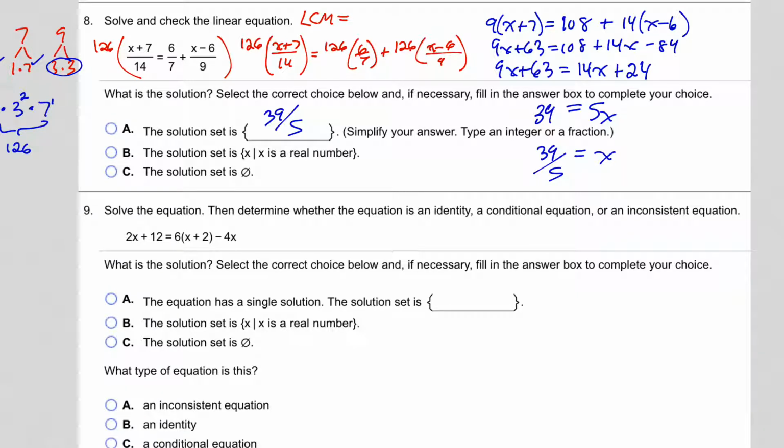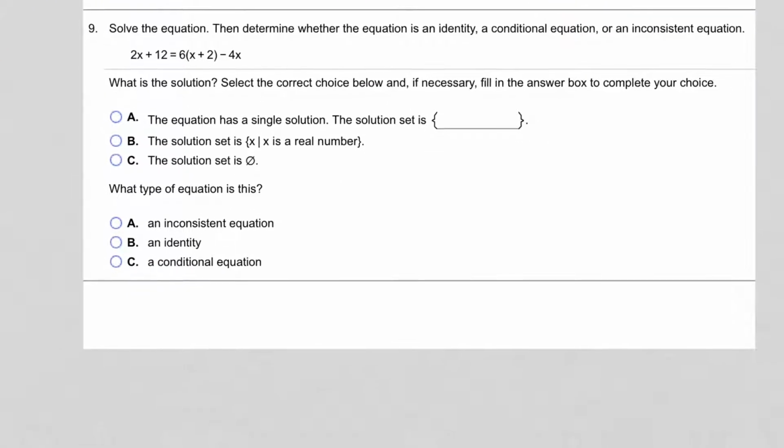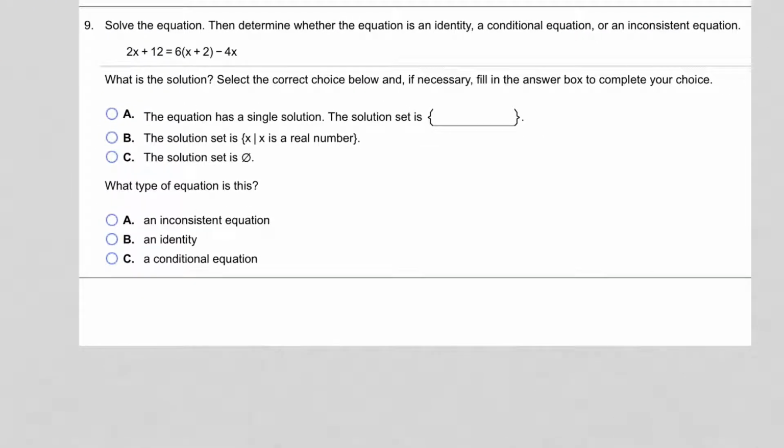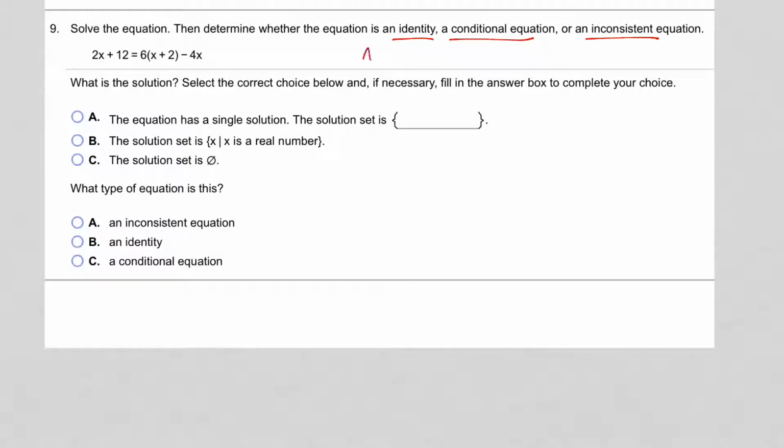Okay, now let's take a look at number 9. This time we need to decide whether it's identity, conditional, or inconsistent. So if you remember, identity is all real numbers. Conditional is when you get solutions. And then inconsistent would be no solution or the empty set. Actually, they use the null set, so that's fine.